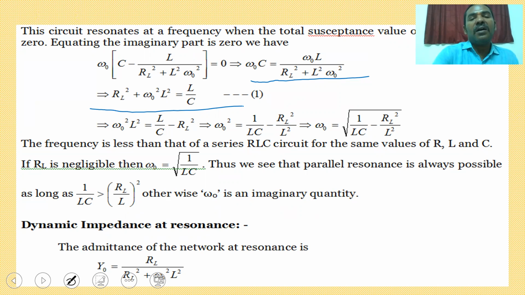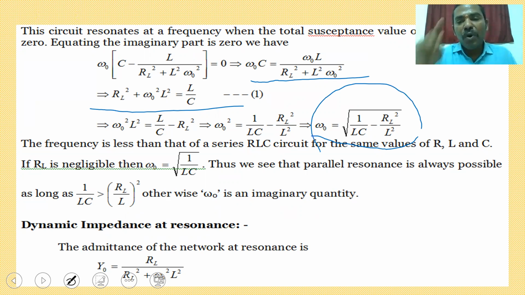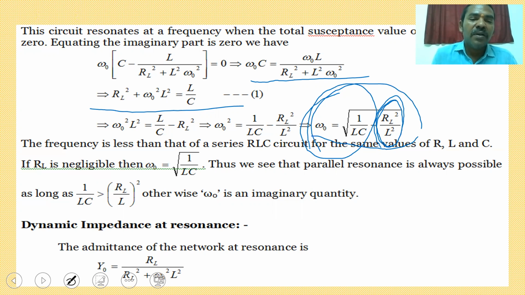So finally, for the calculation of omega naught, omega naught is equal to root of 1 by LC minus RL square divided by L square. So this is the condition you are getting. In this condition, if no resistance is there, this value is 0. So omega naught is equal to root of 1 by LC only, which is the RLC series circuit resonating frequency.